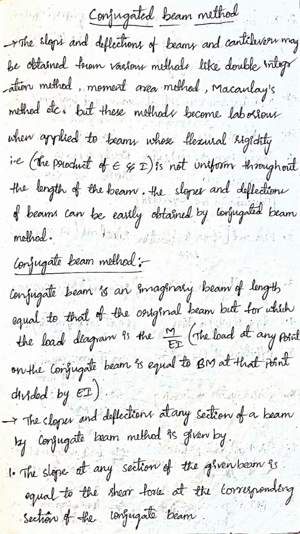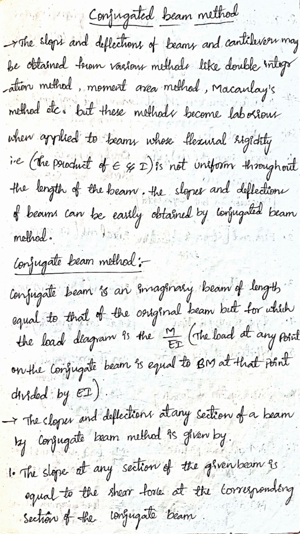In this session, we are going to discuss the conjugate beam method for the deflection of beams. The slopes and deflections of simply supported and cantilever beams may be obtained from various methods like the double integration method, moment area method, Macaulay's method, etc. But these methods become laborious when applied to beams whose flexural rigidity, that is the EI value, is not uniform throughout the length of the beam.